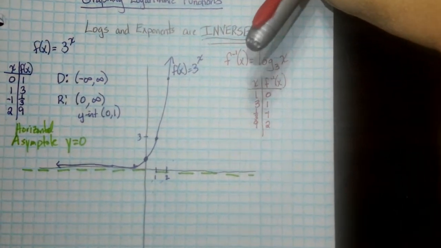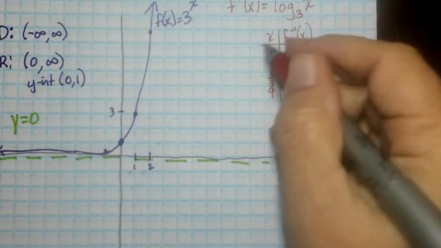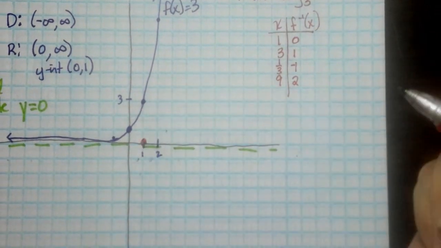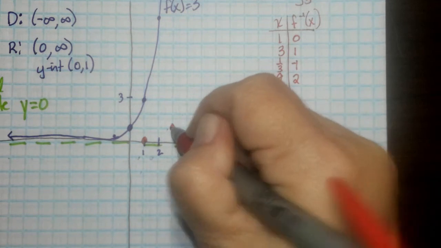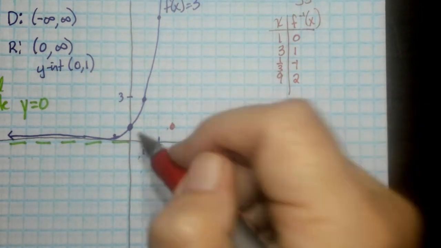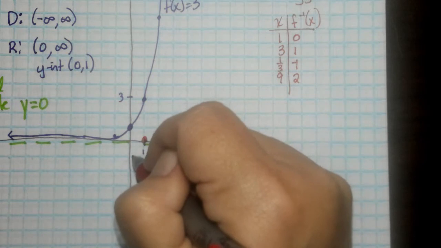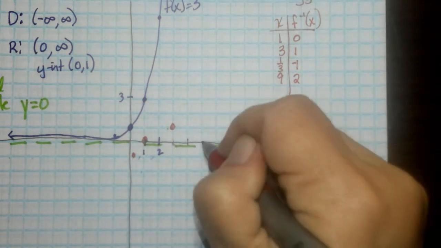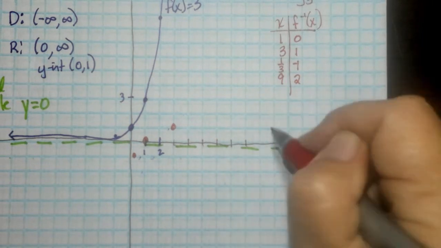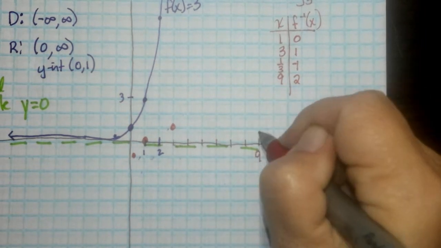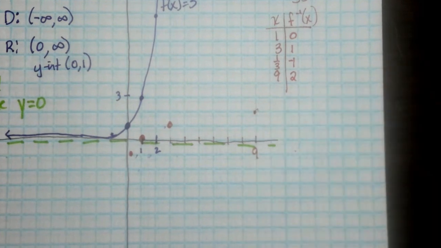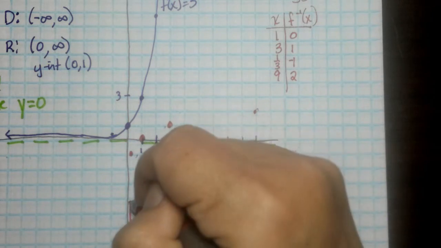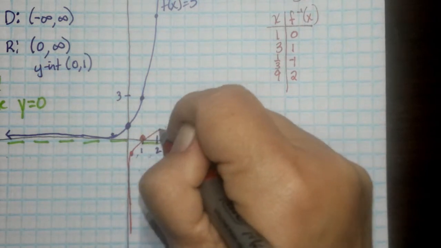Alright, and then I'm going to go ahead and plot these 4 points on the graph. So I've got 1, 0 right there. I've got 3, 1. Then I've got 1/3, negative 1. Then I got to go all the way out to 9, 2. And so this logarithmic function is going to curve like so.